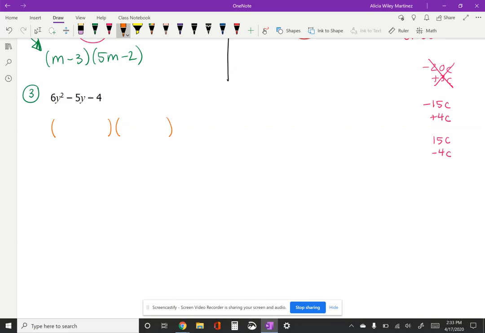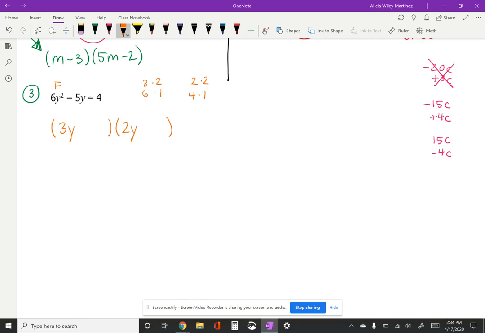For 6y squared, to break that up, again, different ways to break up 6, 3 times 2, and 6 and 1. I'm going with 3 and 2. It's always my go-to. So 3y and 2y will give me 6y squared. For negative 4, different ways to multiply with 4, 2 times 2, and 4 times 1. So I'm going to go ahead and use 4 and 1.